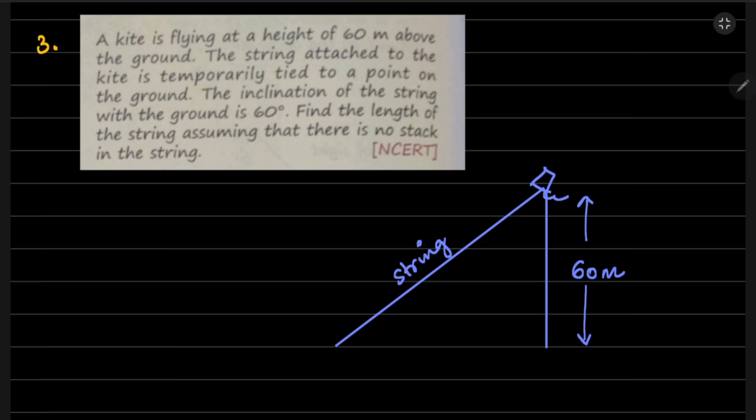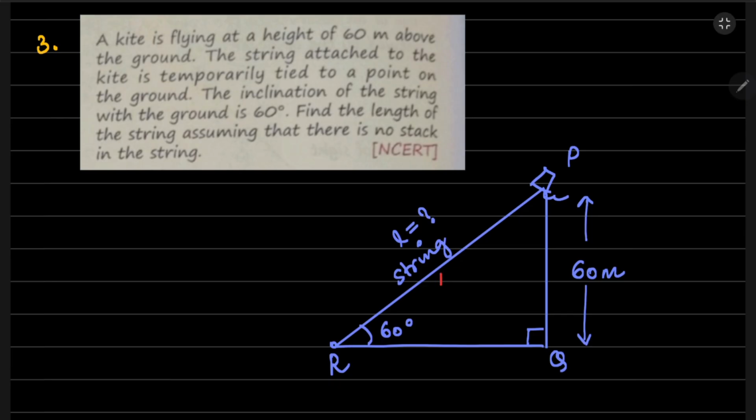Okay, and the inclination of the string with the ground is 60 degrees. Find the length of the string. This length is asked, the length of the string, assuming there is no slack in the string. That means there are no irregularities in the string. So let's just mark it as P, Q, R. There's nothing else mentioned here.